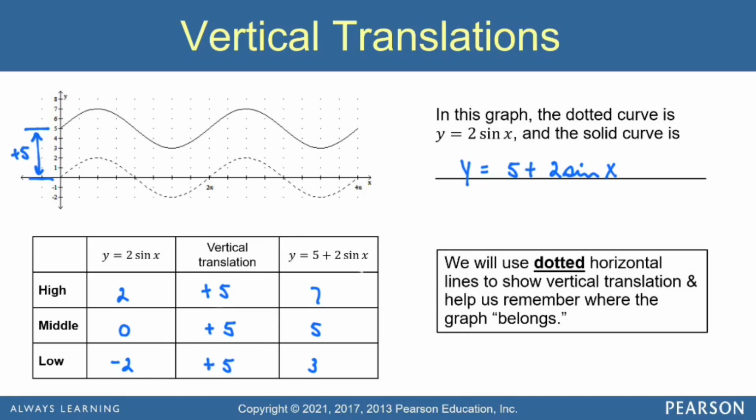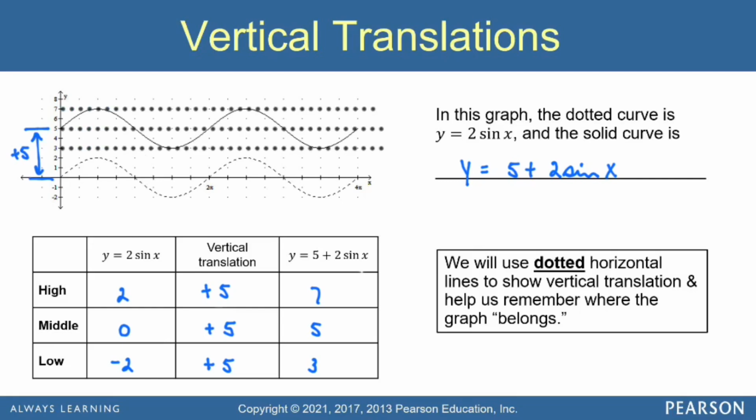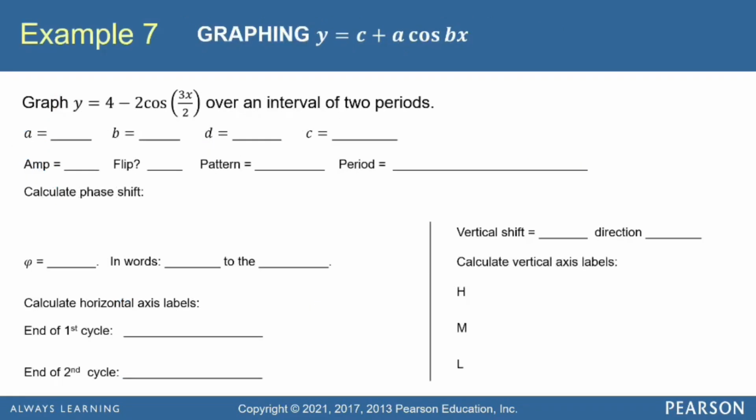So before we sketch our graphs, what we will do is put a dotted line to represent the high, middle, and low points on the graph, and then we'll plot the dots that we're used to plotting so that we can connect the dots and see the graph. So let's look together at example 7, and we're asked to graph y equals 4 minus 2 cosine of 3x over 2 over an interval of 2 periods.